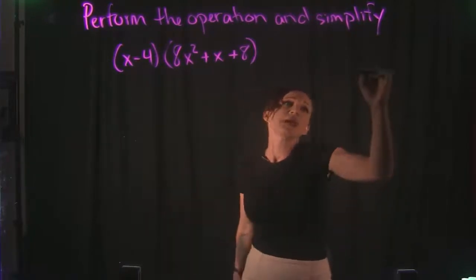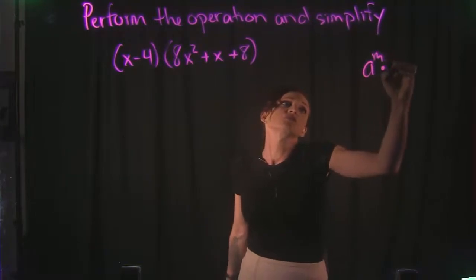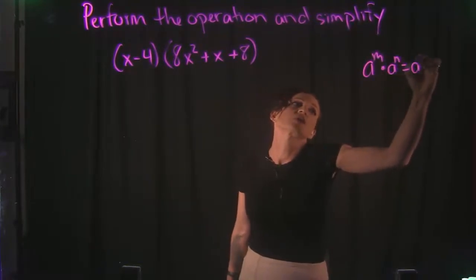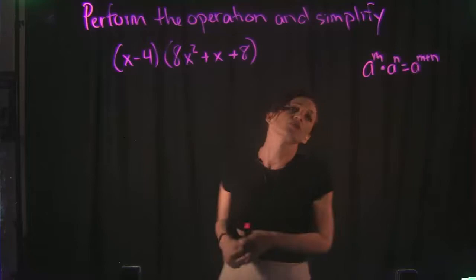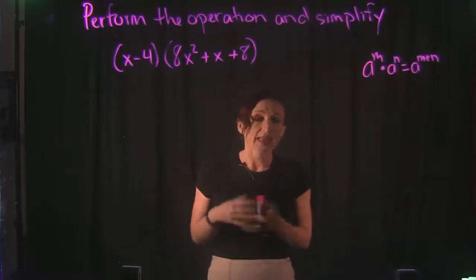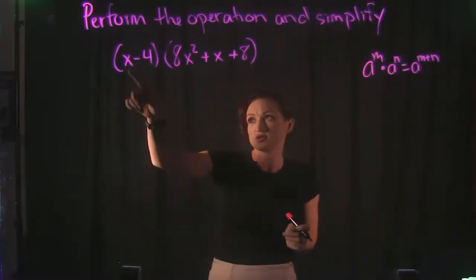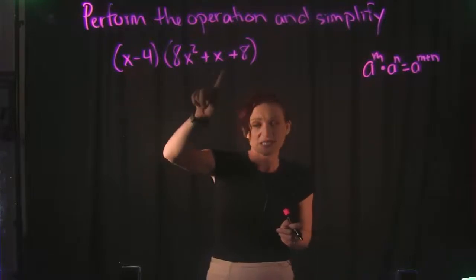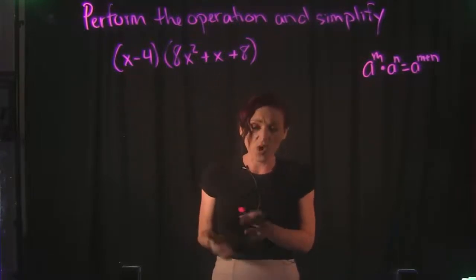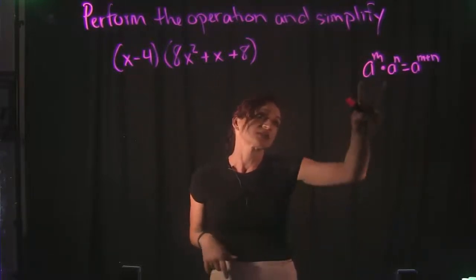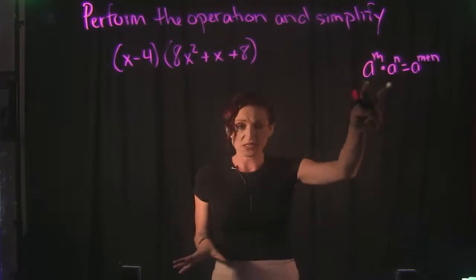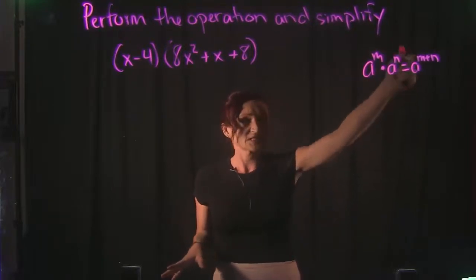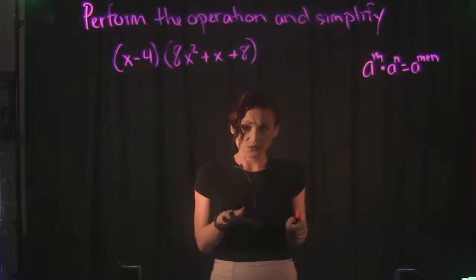And when we multiply polynomials, the one main rule that we use is the product rule. The product rule applies when we are multiplying like bases together. So when we do x times x squared or x times x, that's the product rule. And the product rule says when you're multiplying with like bases, you're going to keep that like base and you're going to add your exponents.